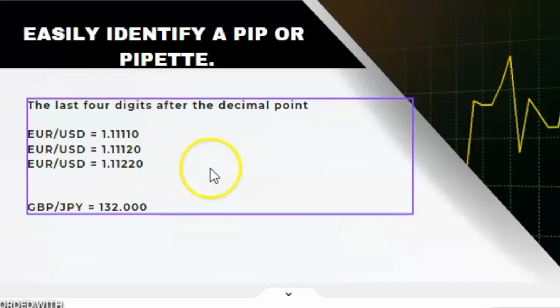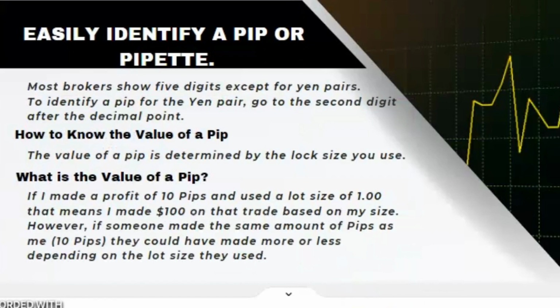Okay. Now, having said that, the next thing we talk about here is that most brokers show 5 digits except for yen pairs. To identify a pip for a yen pair, you go for the second digit after the decimal point. That is to say, when we start trading, I will explain all of this, because if I just start explaining now, it will be a little bit complicated. So let me just pause for the time being.